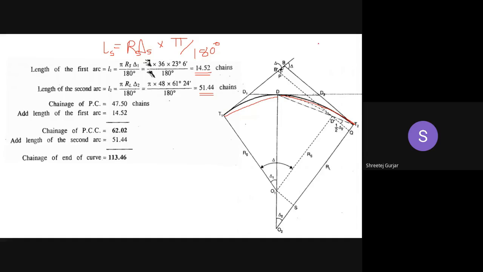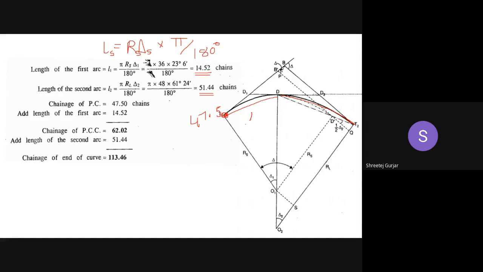Okay, no need of drawing this particular diagram. If there is time you can draw, but this is not needed. You can directly substitute in formulas and you can calculate. Okay, once you know this particular length of your curve, now you can calculate the chainages, right? So the first chainage was given to us. It was 47.5. 47.5 was the first chainage.